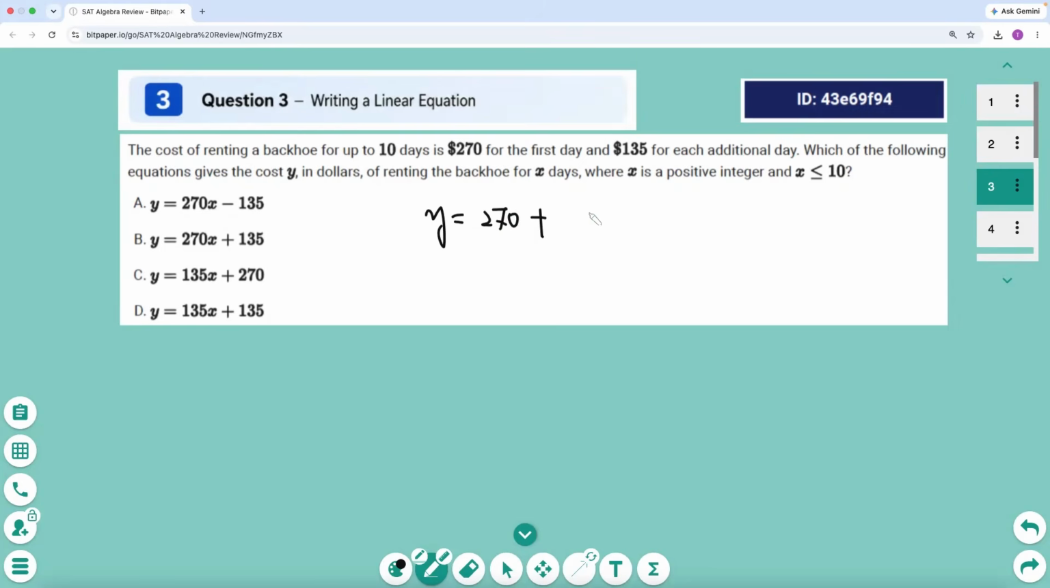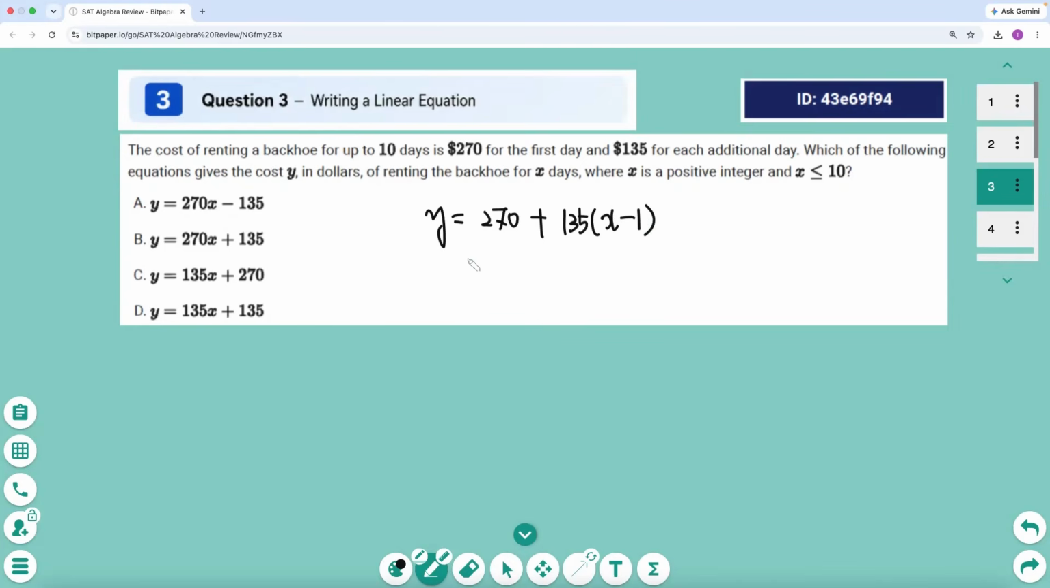Plus, for additional days, be careful, the total number of days is x. Since the first day is already covered by the $270 fee, the number of additional days is x minus 1, not x. So the additional charge is 135 times (x minus 1).